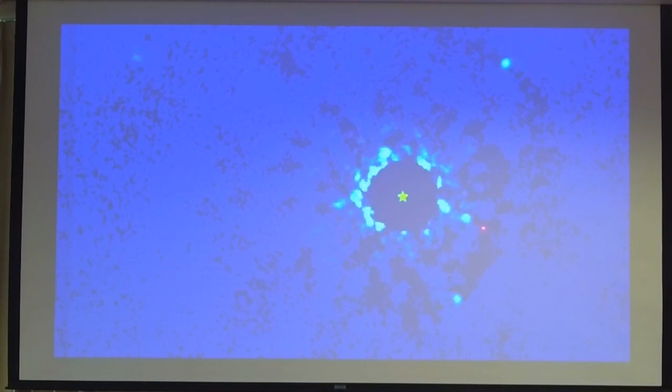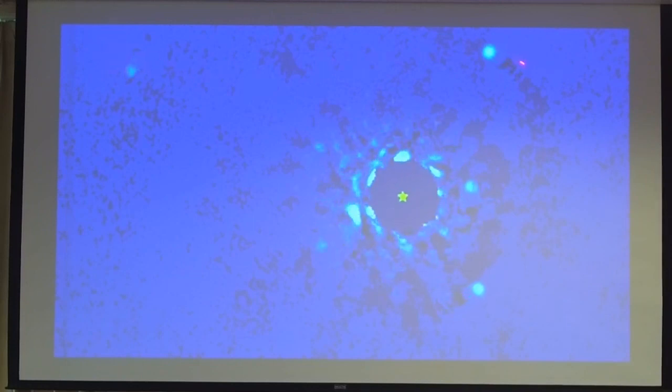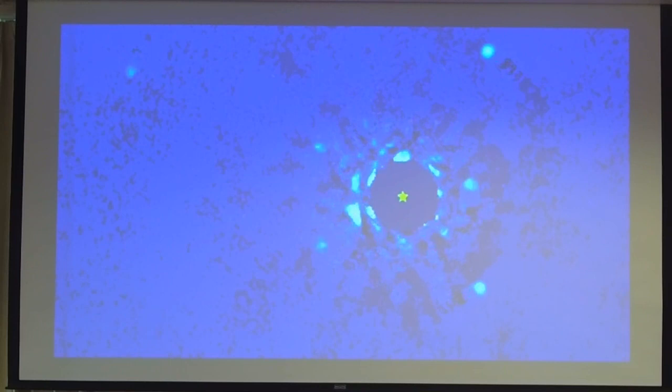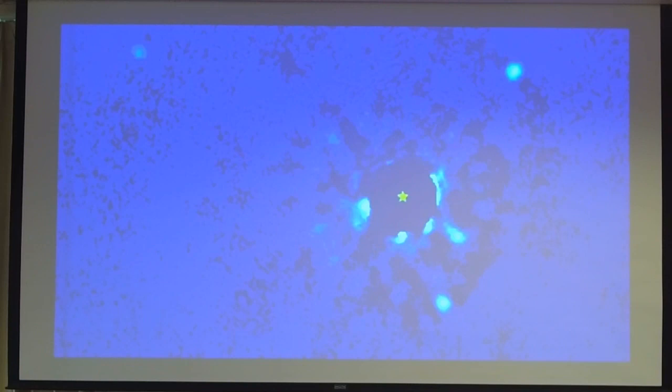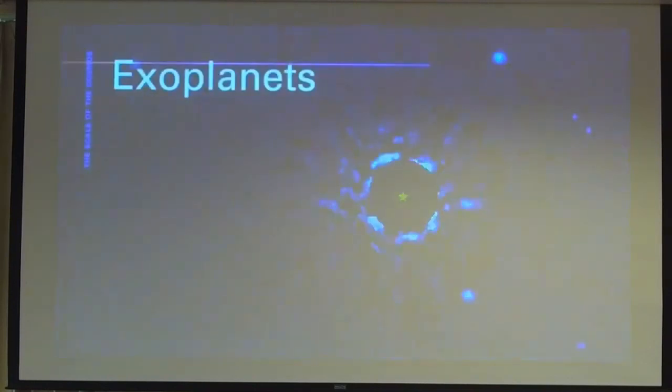But this was the first use of direct imaging to find 4 little orbiting bodies around this star. These smaller orbiting bodies are what we call exoplanets. And so an exoplanet is just a planet that is orbiting a star that is not our own. So this is 4 of them.